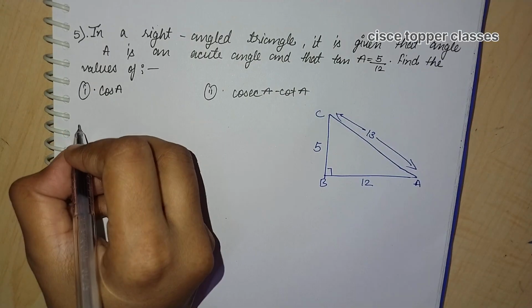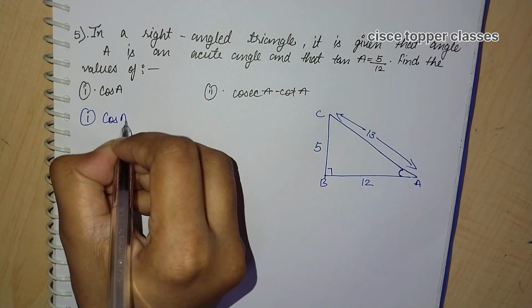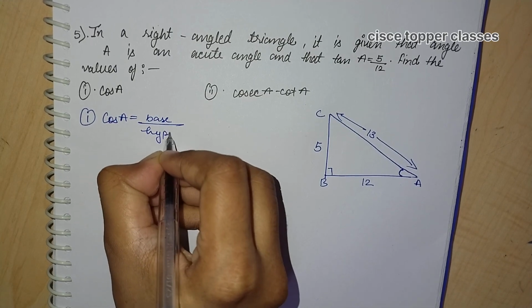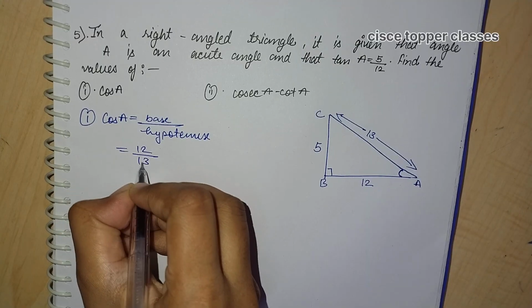If you want to find the value of cos A here, this will be base by hypotenuse. So we will put the value of base here. This will be 12 divided by 13.